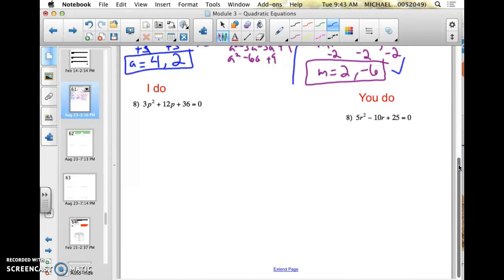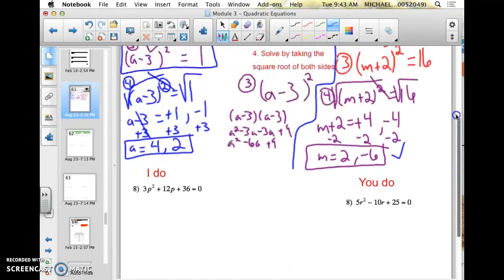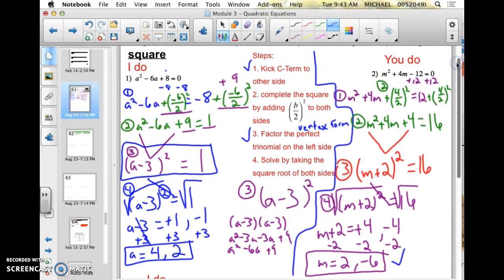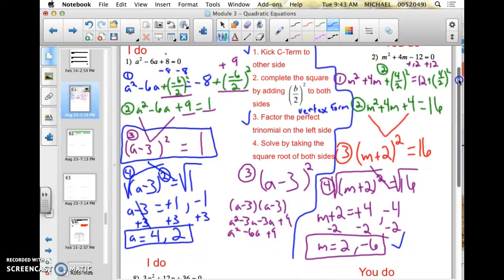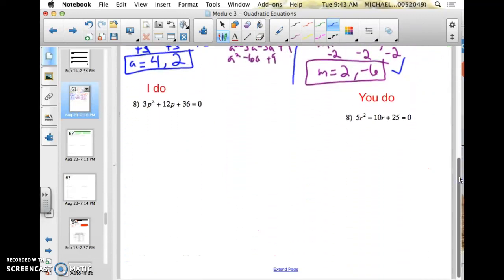If you notice, the a term in this case is not 1, where the a term in the first example and number 2 that you did was 1. So whenever the a term is not 1, the first step you have to do before you do all the other steps that we just practiced is divide each term by whatever the a term is. In this case, it's 3. So divide each term by 3 to get a new function where the a term is 1, because we like working when the a term is 1.